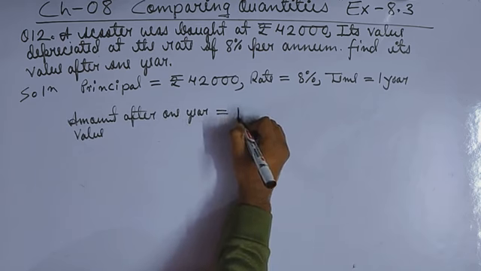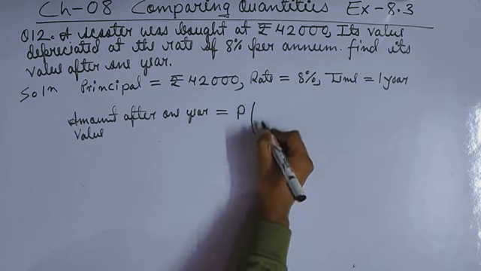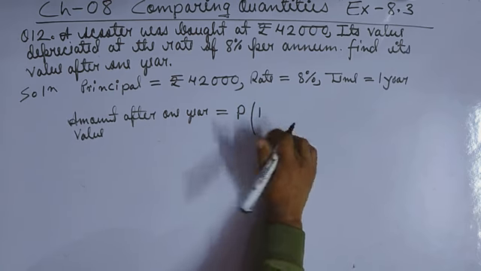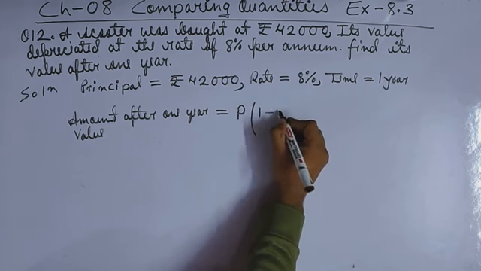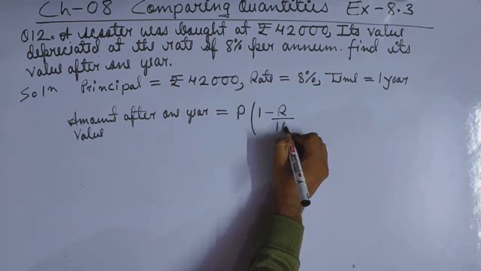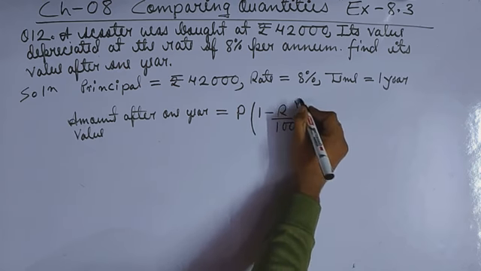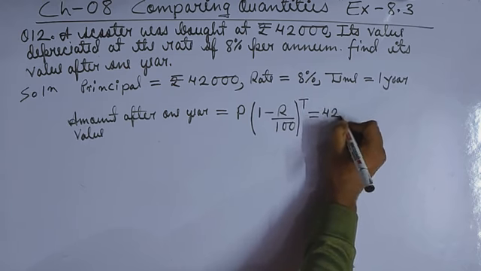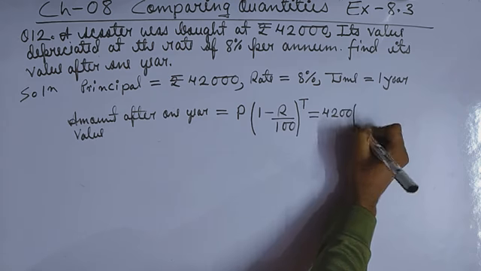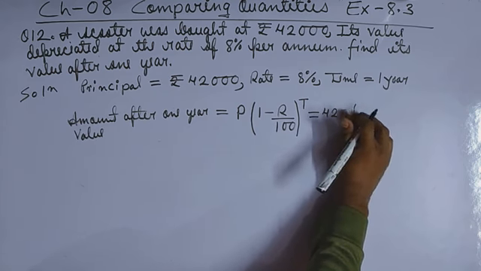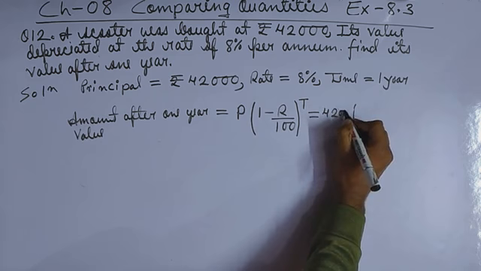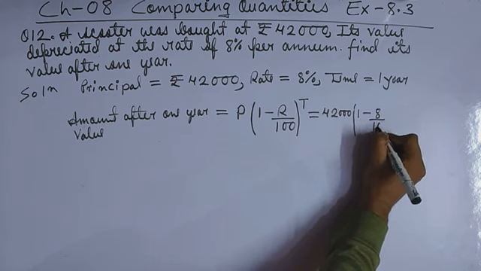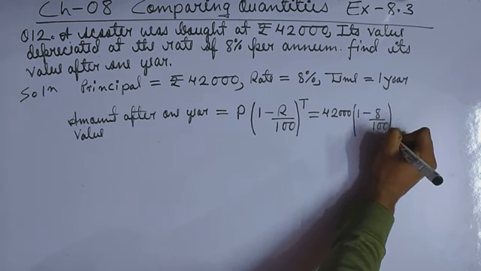यहाँ पे हम डिक्रीजिंग वाला फॉर्मूला यूज करेंगे. That will be P 1 प्लस की जगह क्या देगा? माइनस, because यहाँ पे क्या हो रहा है? डिक्रीज हो रहा है. So therefore we are representing it by minus. So 1 minus r upon 100 to the power what? T. Now put the values of P, R and T in this formula. So this will be 42,000, then bracket 1 minus r is your 8 upon 100 to the power 1.